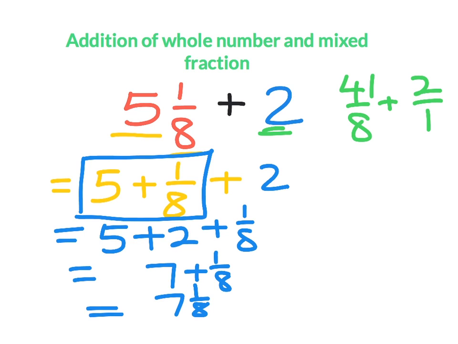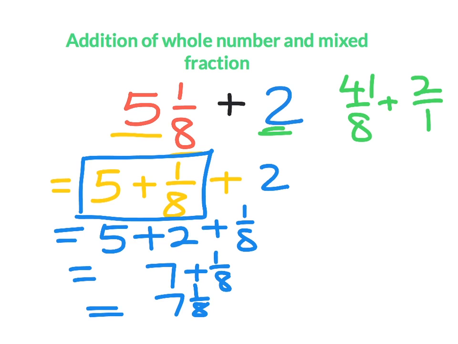So now we have converted the whole number and the mixed fraction into a fraction. Both of them are now improper fractions. So what you now want to do is make sure that they both have the same denominator so that you can add them like fractions.